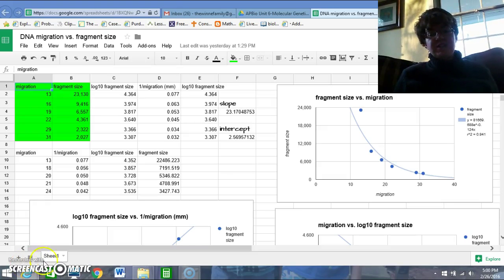Here's the explanation for how we can use Google Sheets to help us determine the size of the DNA fragments that we have in our gel electrophoresis. So I want to give you a little bit of background before we start.